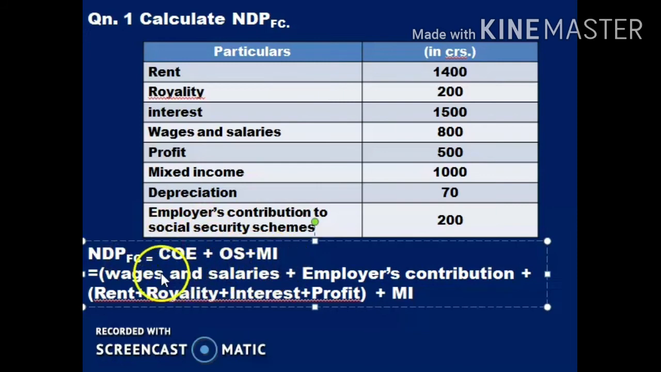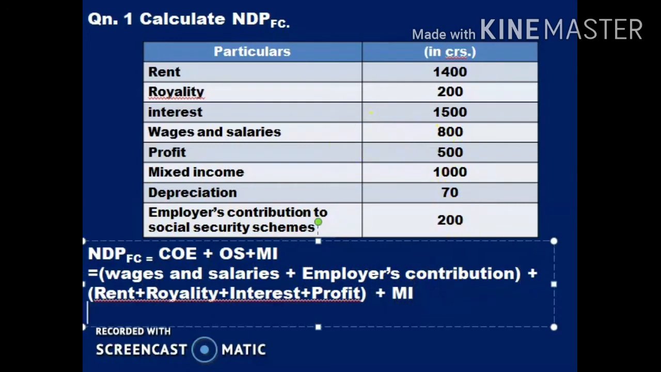You know that. So what is COE? COE has been given in division as wages and salary, one amount, and employers' contribution, then rent. This becomes COE. Next, OS is not directly given, it's given in split up, so you have to add and find it. So rent plus royalty plus interest plus profit is given, then mixed income is given directly as 1000. So you can solve it. What is the answer?